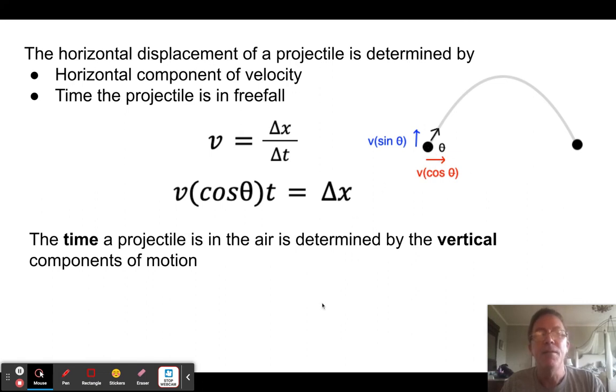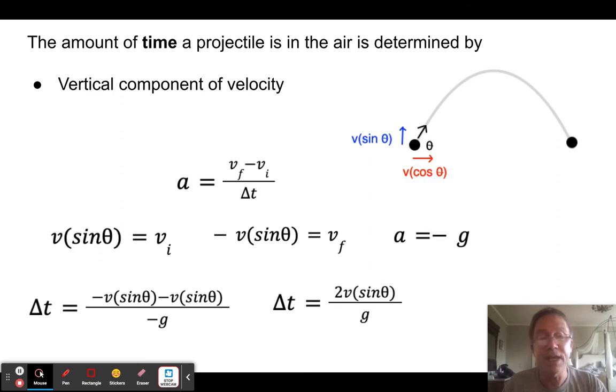But if I want to know how long it's in the air, that's a little bit different, because if I want to find the horizontal distance, I've got to know the time. The time, keep in mind, is always determined by the vertical aspect of its motion. In projectile motion, you need to find the vertical component of velocity, because that's going to tell you how long it's in the air. The faster it's moving upwards, the longer it gets to stay in the air, and the farther it gets to travel horizontally.